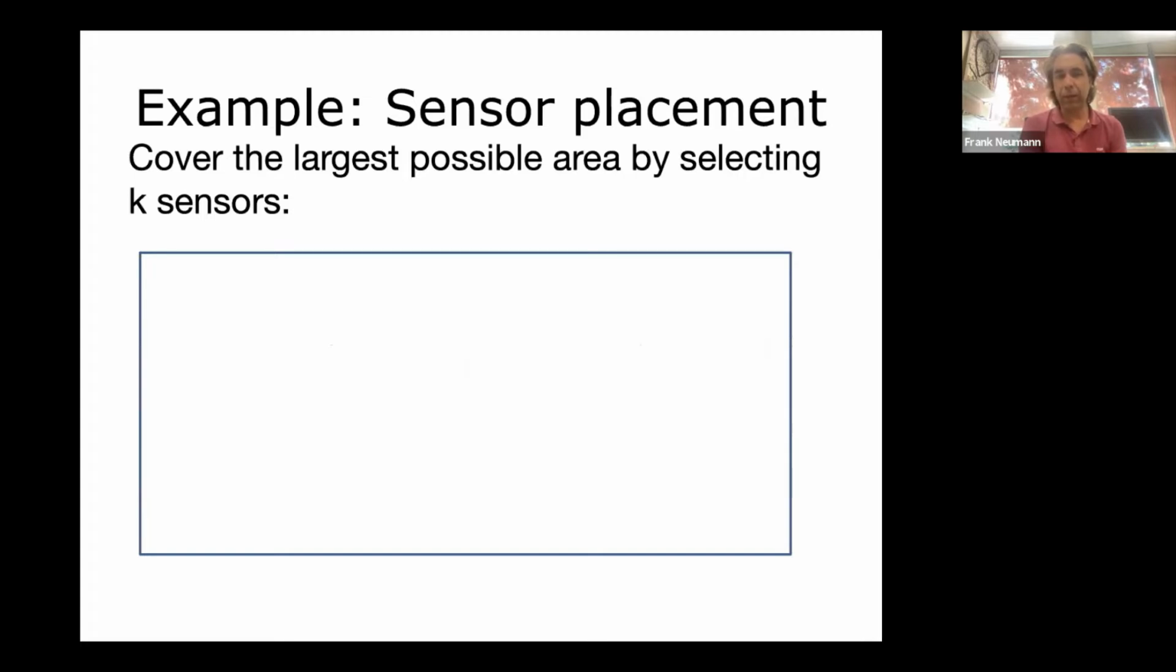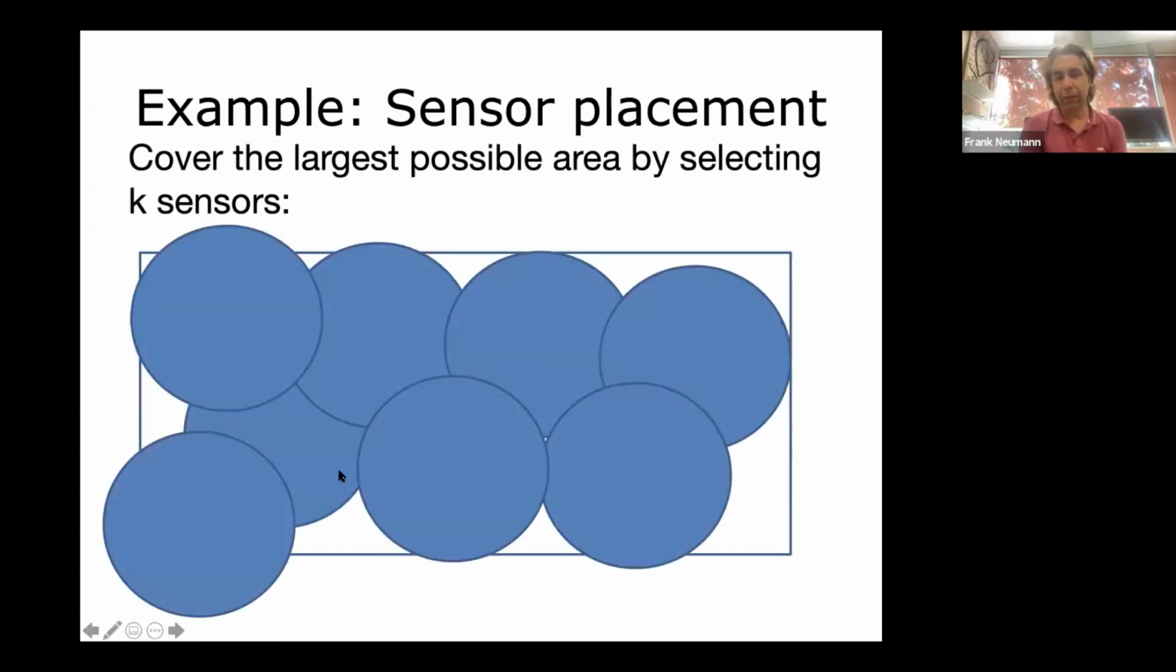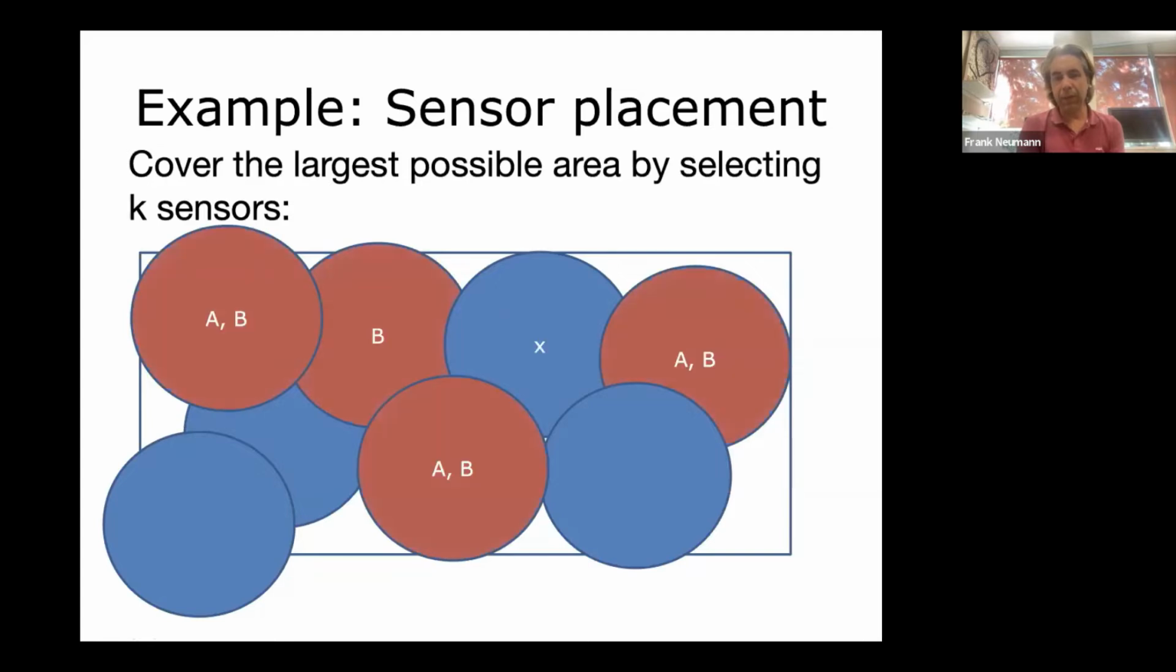So you have an area that you would like to cover with sensors, and let's say a sensor is just somewhere in the middle and covers up to a certain radius. Okay, so now you want to select at most k sensors to cover the largest amount of area.